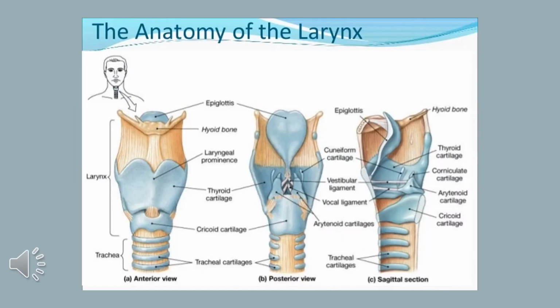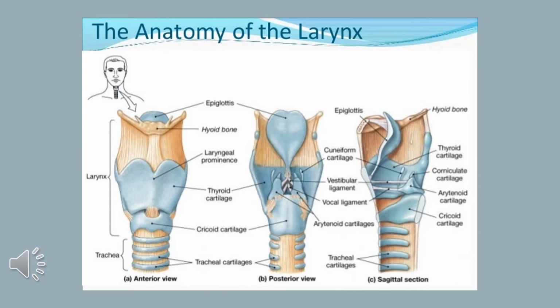The larynx is located at the level of C3 to C6 vertebrae between the pharynx and the trachea. Its main functions include sealing the air passageway from food and fluid. It controls passage of air in and out of the trachea and phonation, or basically production of speech sounds.